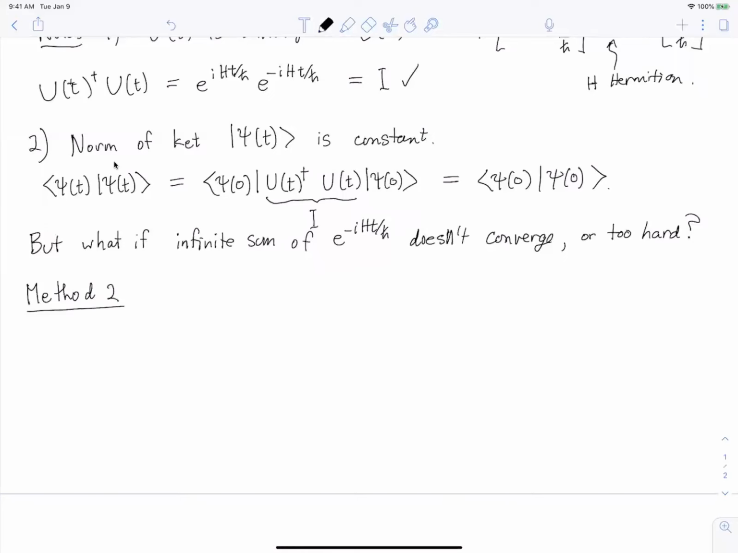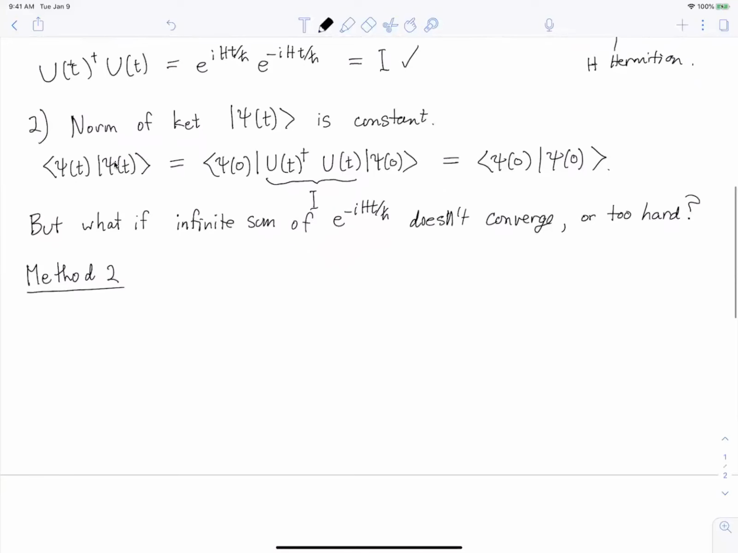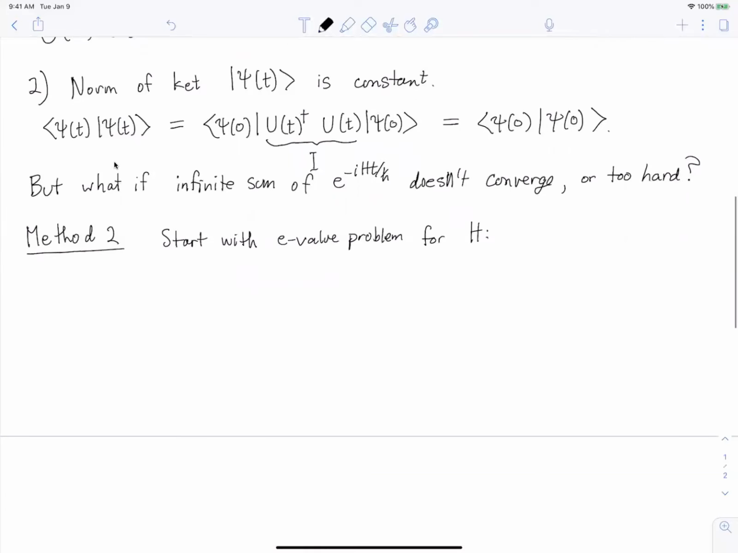In method 2, we're going to first start with the eigenvalue problem for the Hamiltonian. We're not going to worry about time dependence for just a minute. We're just going to worry about the eigenvalue problem for H. And now let's assume that you've actually solved it.